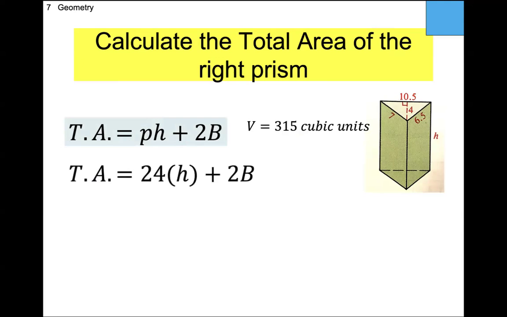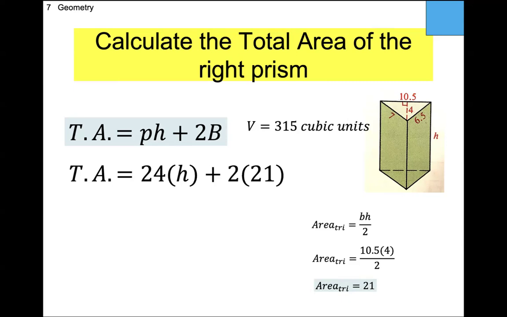I can also do base area right here. The base is a triangle. The formula for every triangle from last chapter is base times height divided by 2. Base is 10.5. Height of the triangle, not the prism. The height of the triangle is 4, right? 4 times 10.5 divided by 2 is 21. That'll be 42 divided by 2. So the only thing I really need to do is find that height, and I'm done.